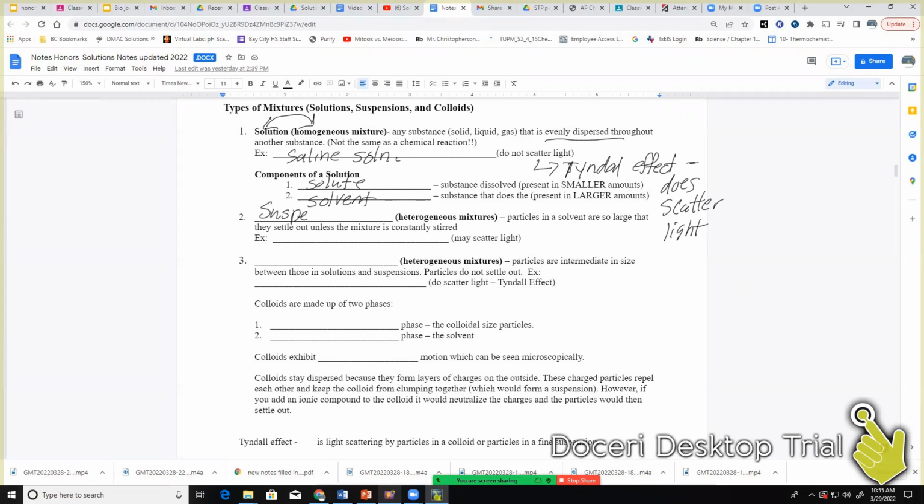So suspensions have the largest particle size, and that is so large that it will settle out unless the mixture is constantly being mixed. So if you think of that pink medicine you used to take when you were a kid and it was kept in the refrigerator, and when your parents got it out, they shook it up, that would be an example of that. Also, muddy water.